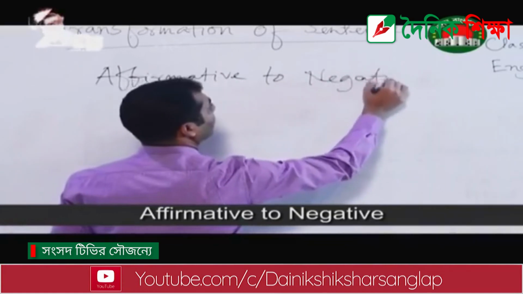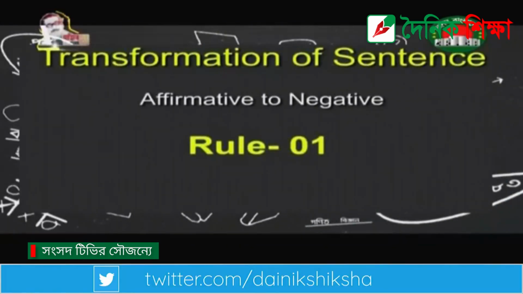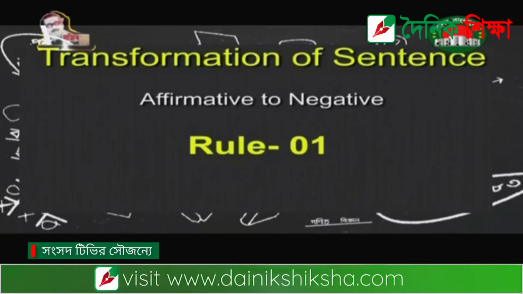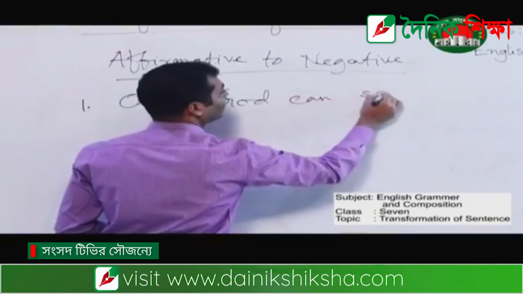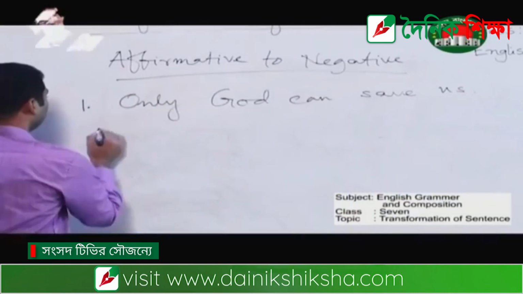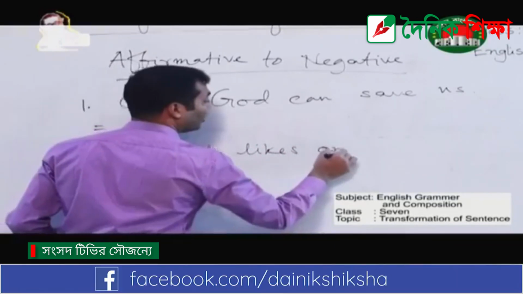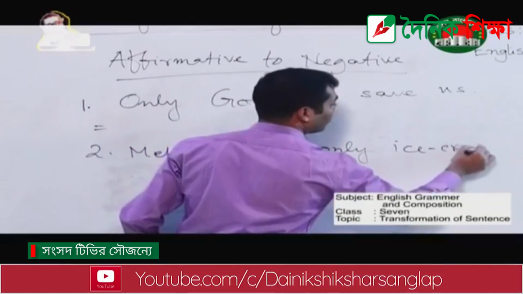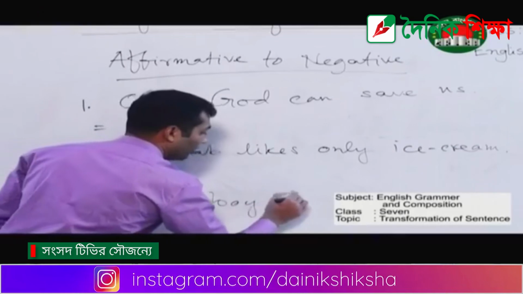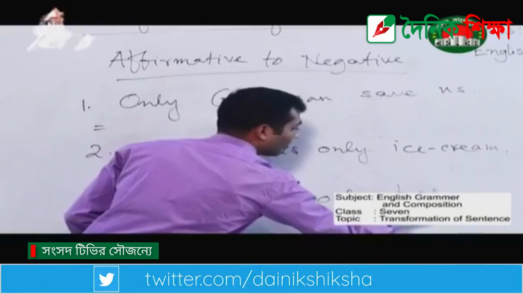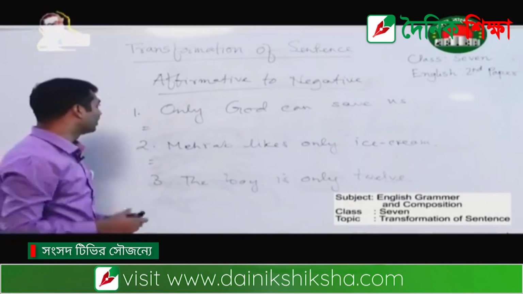So let me write 3 sentences at first. Only God can save us. Mehrab likes only ice cream. The boy is only 12. So if you look at these 3 sentences, you can see a very common thing, that is you can see the word only in 3 sentences, but their position is not the same.